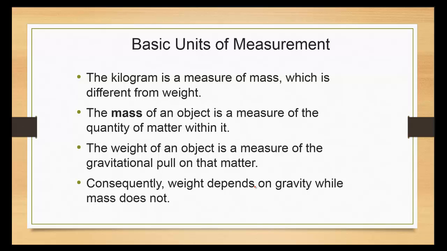The kilogram is the measure of mass, which is different than weight. The mass of an object is a measure of the quantity of matter within it, while the weight of an object is a measure of the gravitational pull on that matter. Therefore, the weight depends on gravity, while the mass does not.